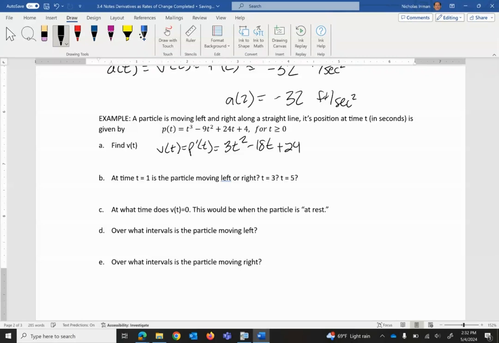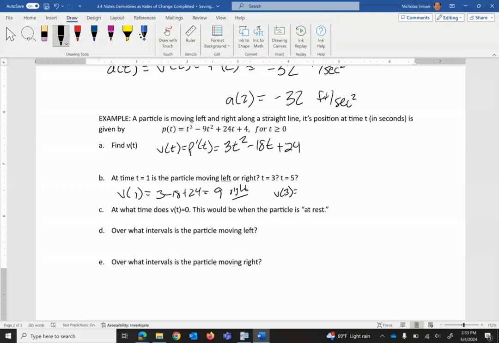All right, when t is equal to 1, is the particle moving left or right? Well, let's plug in 1 into our derivative. V of 1, if we put 1 in here, it would be what? 3 minus 18 plus 24. 3 minus 18 plus 24 is 9. Well, it's positive 9, so that means it is moving right.